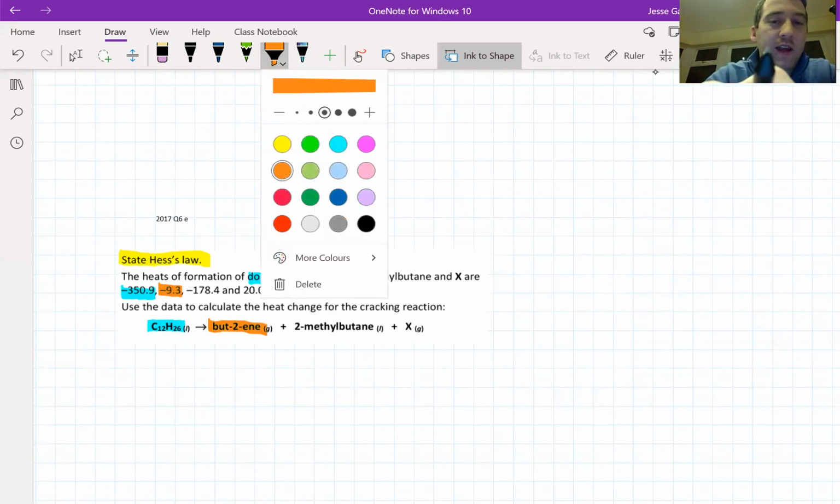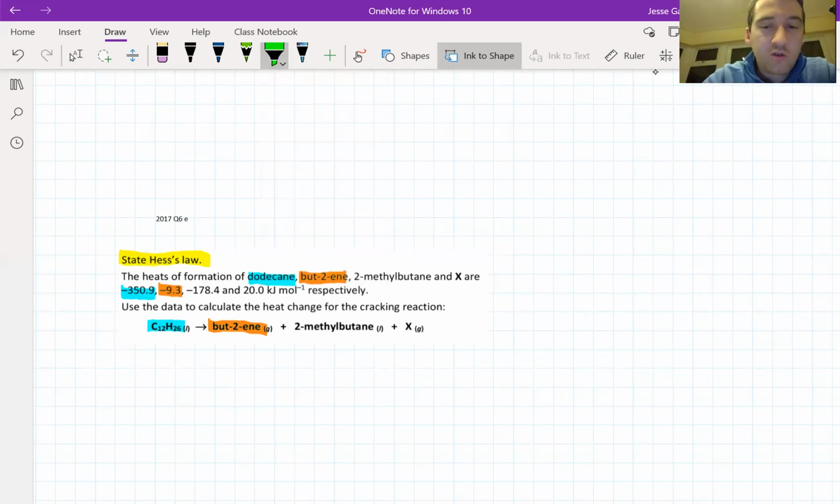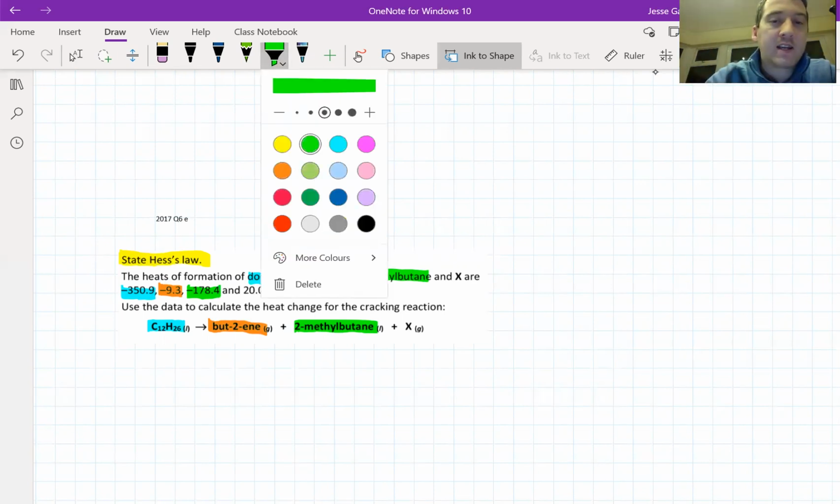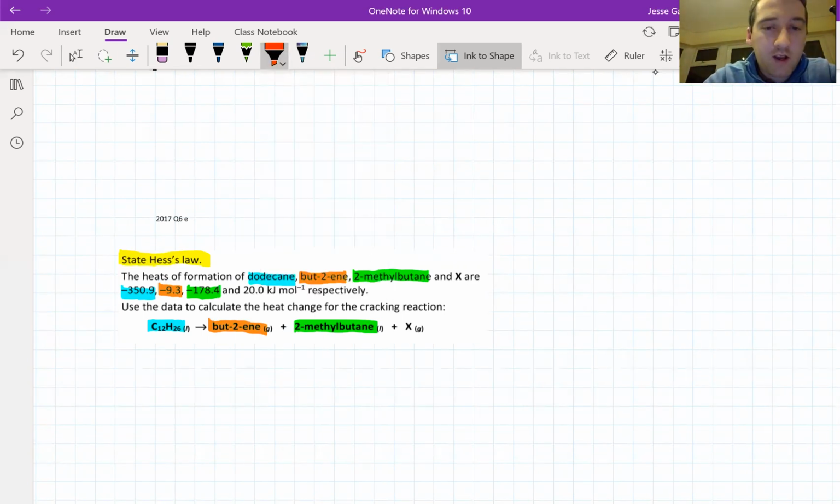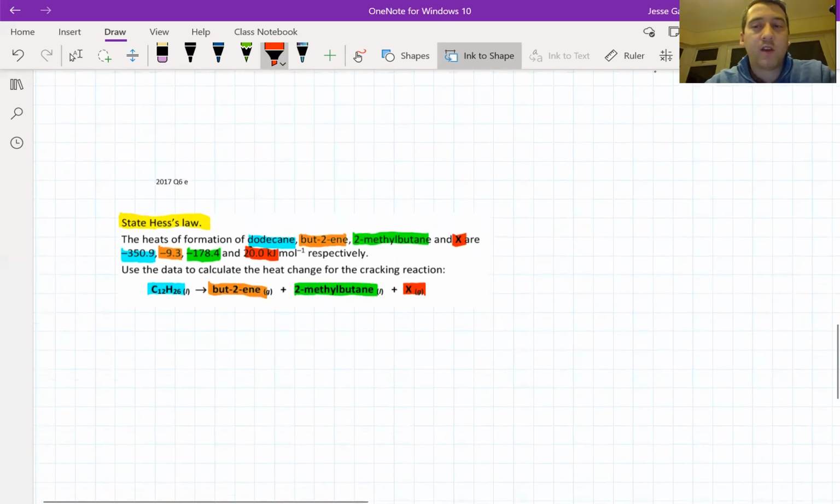I'm going for a green color next. 2-methylbutane, and again, you should definitely know this one. It's already given you the name, not the formula, in the equation. And there is the number. It's the third name, so it's got to be the third number. And last of all, a red color here. We've got X. We don't know what the name of X is, but it's here, and it's 20. Okay, well done if you got that right.